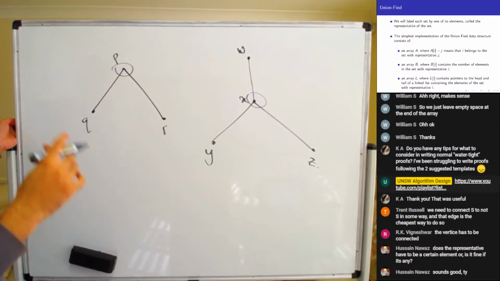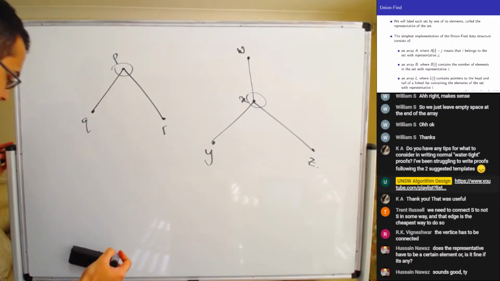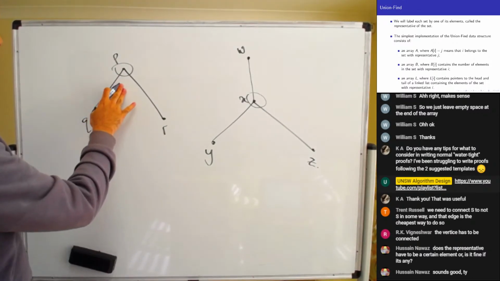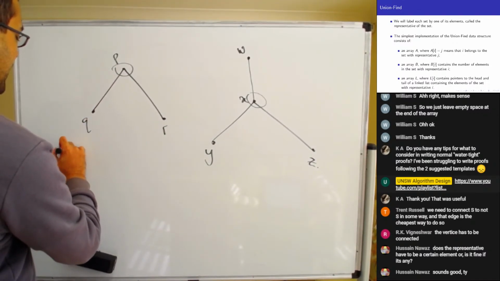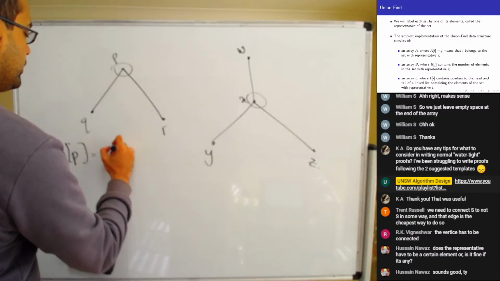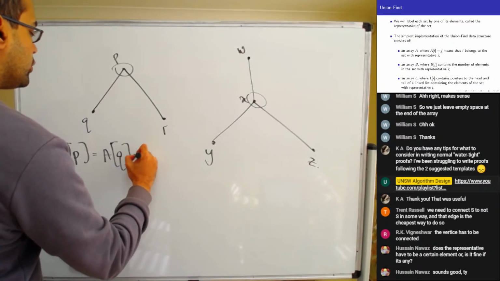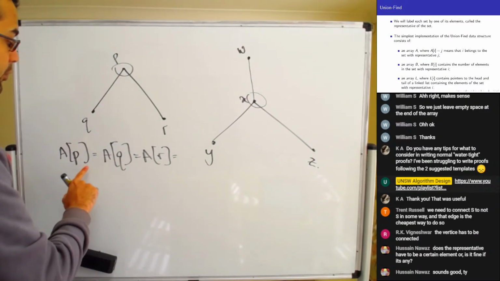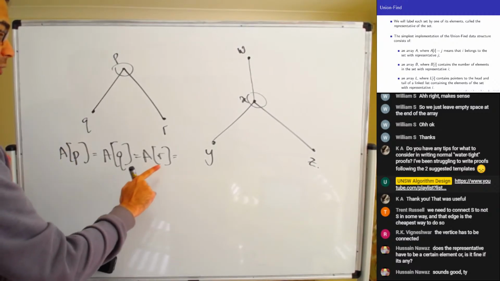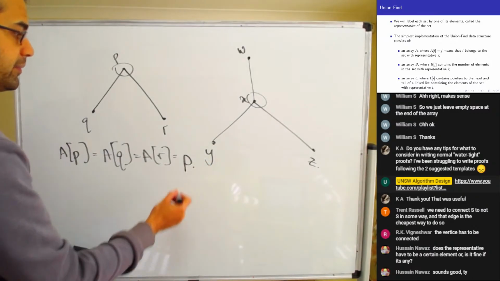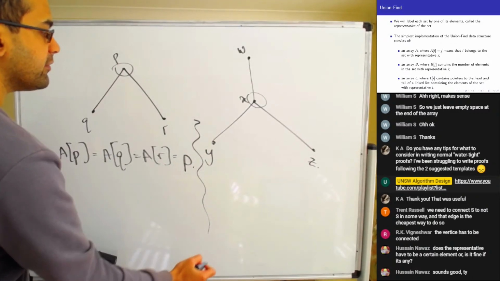So in this kind of situation, I might have one set here with representative P. In this case, A of P, A of Q, and A of R should all be what is the representative of P, what is the representative of Q, what is the representative of R. All of these should equal P, because P was the kind of captain of that set.